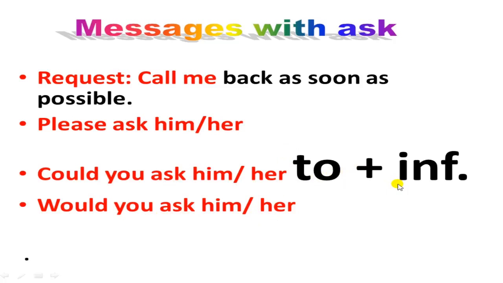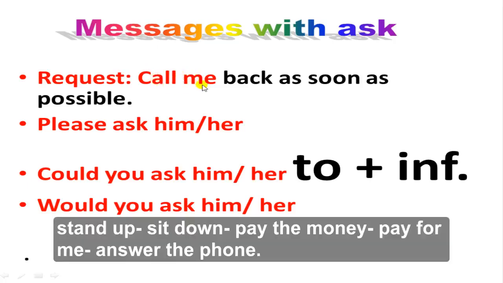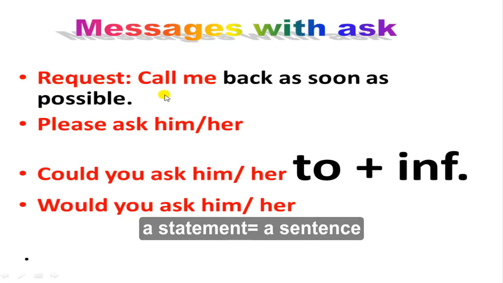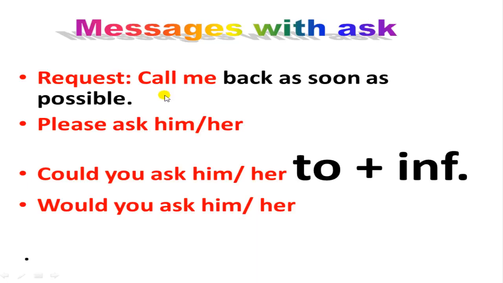How can we know that this is a statement or a request? A statement has subject, verb, object, a sentence. But a request starts with a verb, like call me, stand up, sit down, pay the money. This is a request. Pay for me. Answer the phone. This is a request. A request starts with a verb. A statement is like a sentence: subject, verb, object. We use ask with a request, but we use tell with a statement, with a sentence.